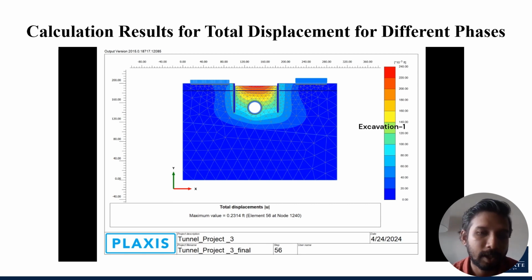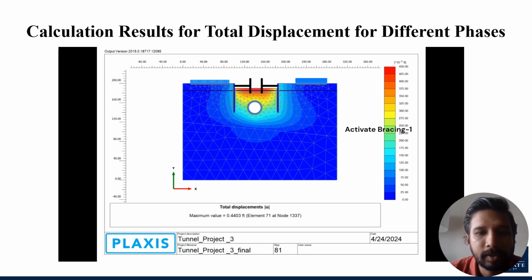So at first we made the excavation layer by layer. We chose to make the excavation at 5 feet depth. So this is the first 10 feet cut result that is showing, and the intensity of the soil displacement is higher on the top of the tunnel.